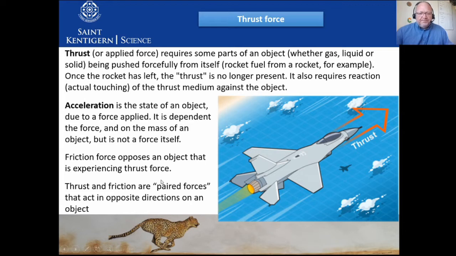We always look at forces as pairs. So you can see on this aeroplane we have the thrust force out the back, and that gives us acceleration towards the front. Now, when you have something going through the air, the air will try and slow it down, and we call that friction. So here your thrust is overcoming the friction, so it's an unbalanced force.